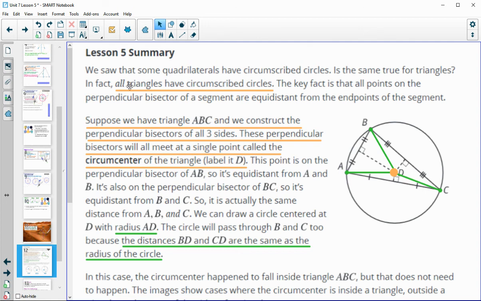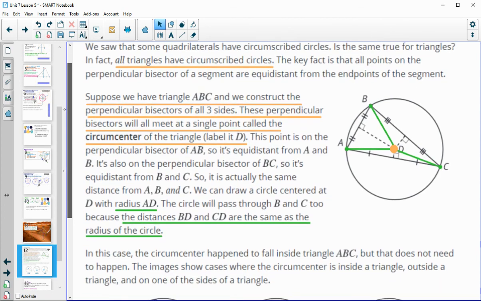All right, so the lesson synthesis: all triangles will have circumscribed circles. So we'll be able to construct perpendicular bisectors of all 3 sides. Really, you only have to do 2 to get the intersection, and the third one will definitely go through there. Then that circumcenter is going to create that circumscribed circle around there. So the circumcenter to each vertex will be a radius. So D to A, D to B, and D to C will be a radius, so they're all going to be the same length. All those green lines are the same length.